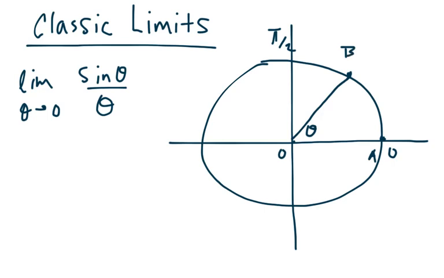And then I'm going to extend this line out and extend a line up from the point A. Okay. And the point where they meet, I'm going to call that D. And I'm also going to drop a perpendicular down from the point B to the x-axis. And where the x-axis meets that perpendicular, I'll call that C.